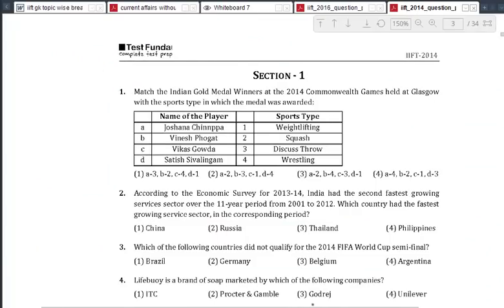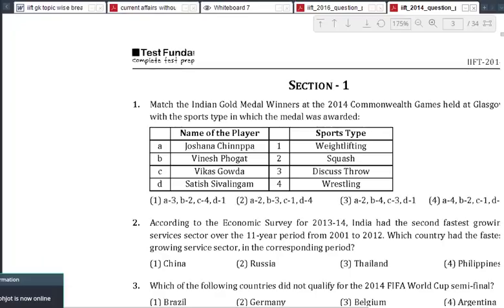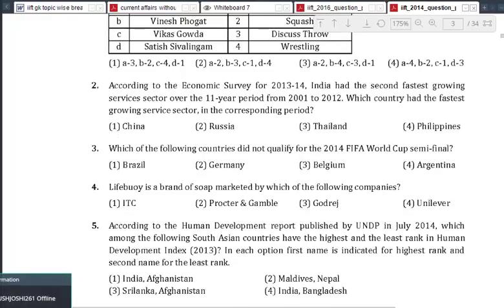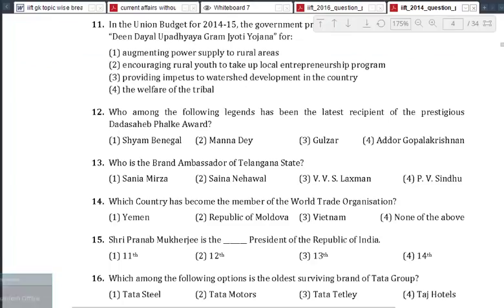So in 2014 we had the FIFA World Cup, and immediately that year we had this question: which of the countries did not qualify for the 2014 FIFA World Cup semi-final? Because 2014 was the year of the World Cup, and immediately we had this question. I will come to that also. The only difference is that you will have plenty of questions from government policies, from history, from geography. Which country has become a member of the World Trade Organization? It must have happened that year. Pranab Mukherjee is the dash president of the Republic of India.